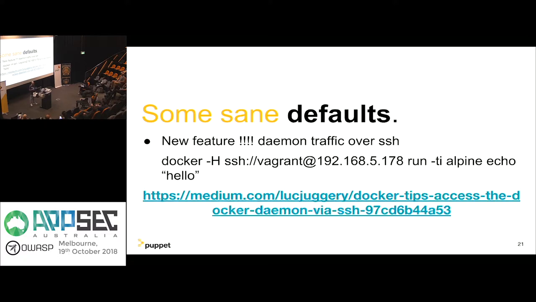One of the new features that's going to be released in 18.09, which is super cool, is Docker daemon over SSH. So if you don't want to mess around with a whole heap of TLS stuff that's quite messy to configure if you haven't done it, and self-signed certs and all of that, SSH keys seem to be a lot easier. This is actually in master now in Docker. It was merged. It's coming out in 18.09.